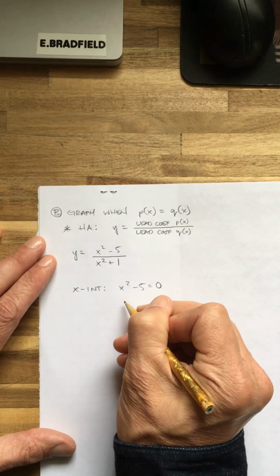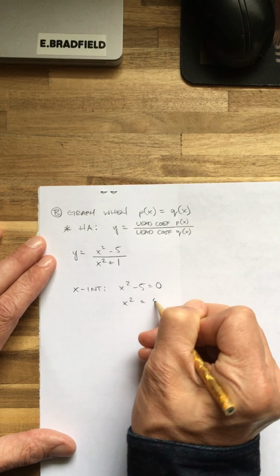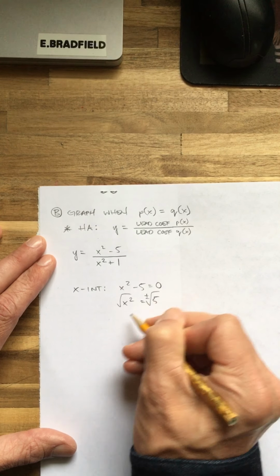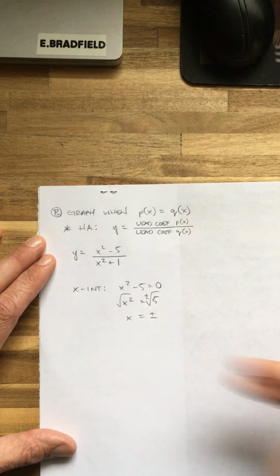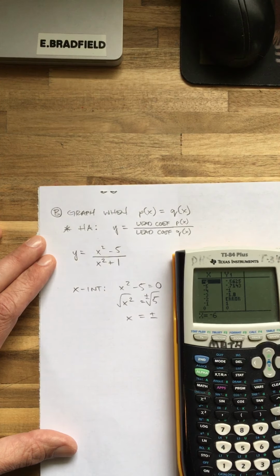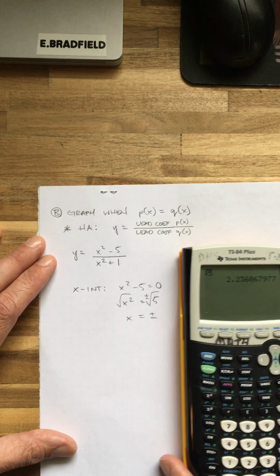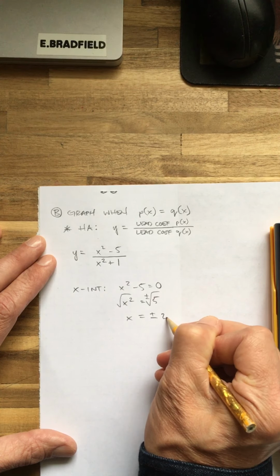So let's solve that. We have x squared equals 5, and so take the square root on both sides, plus or minus. x equals plus or minus the square root of 5. I'm just going to do this real quick. The square root of 5 equals 2.2, so plus or minus 2.2.